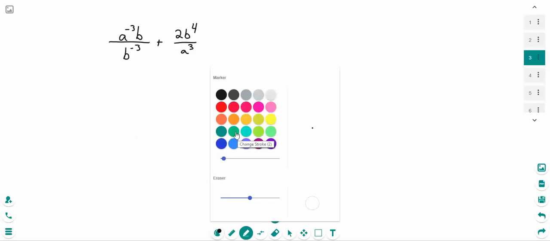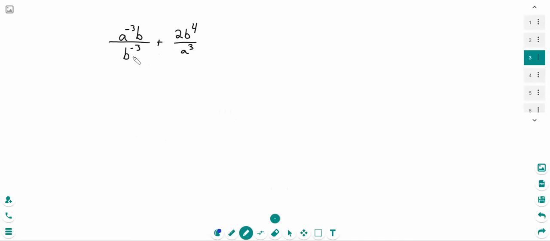All right, so here we have a bunch of negative exponents. Just for the fun of it, I'm going to do this one by putting each term in the form of having negative exponents. We'll go the opposite here. So we're going to make everything a negative exponent. So we have a to the negative 3. Well, that's already a negative exponent, so that's fine.